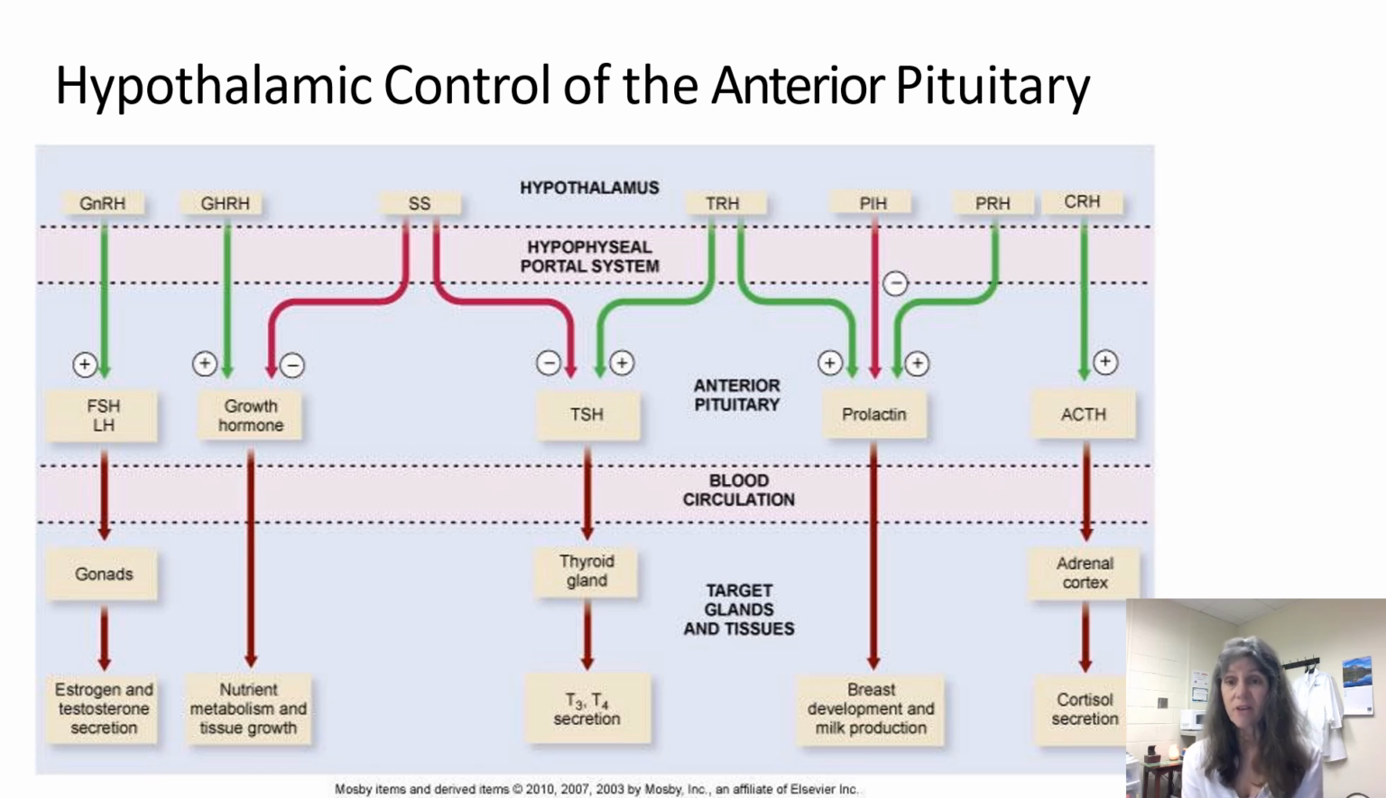And then we have on the far right, corticotropic releasing hormone, which is going to stimulate the adenohypophysis to release adrenocorticotropic hormone, which is going to stimulate the adrenal cortex to produce and secrete cortisol, which will be released into the bloodstream.